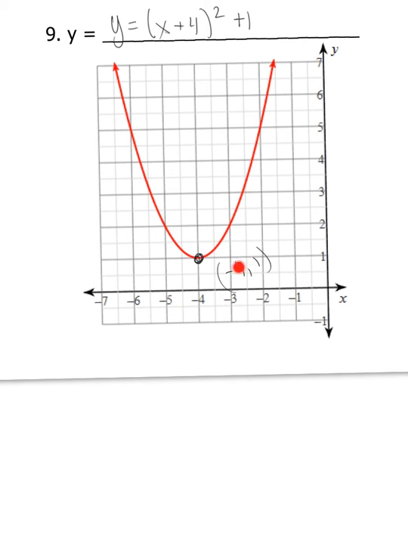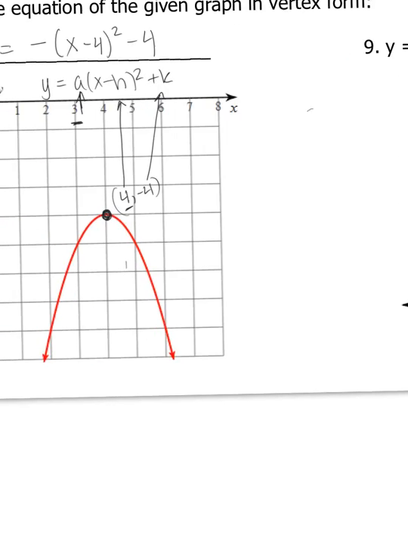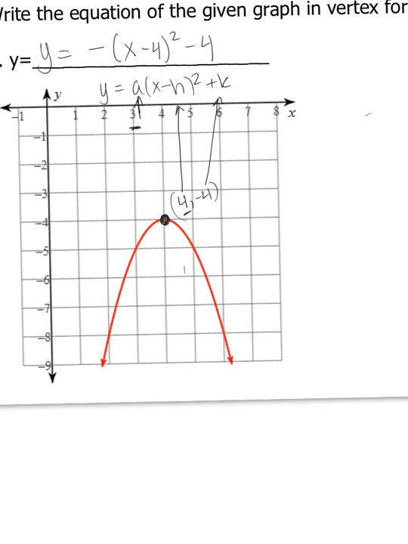Again, I switch the sign for this one, I leave the sign for this one. The a out front is just deciding if it's positive or negative. So since it's positive, I left it as a positive. Whereas on number 8, I put it as a negative because it opened down.